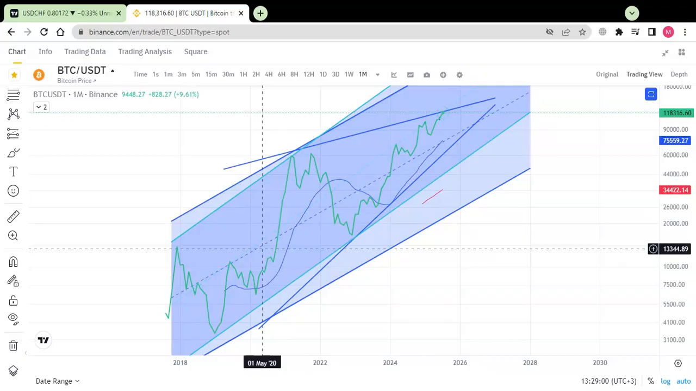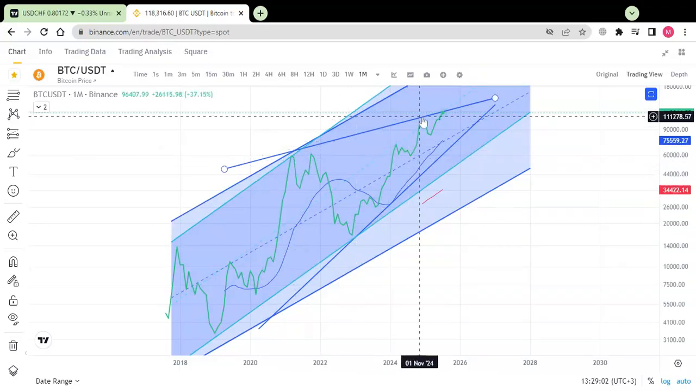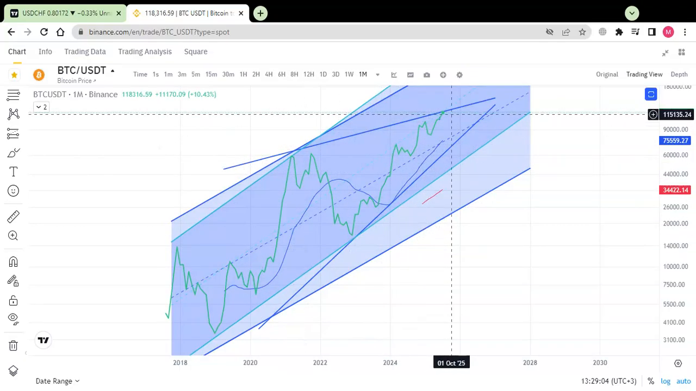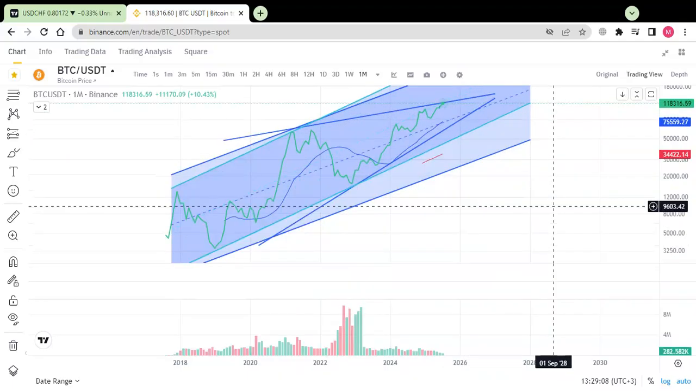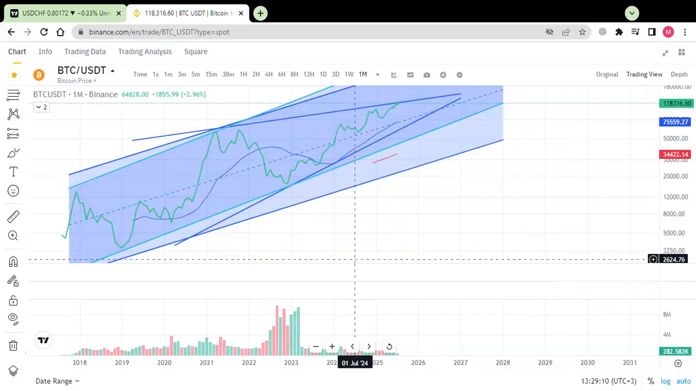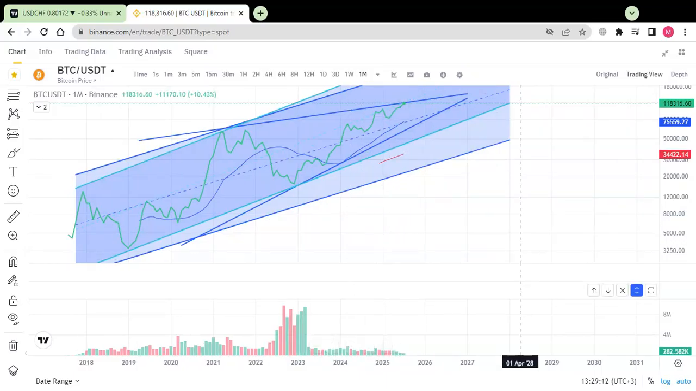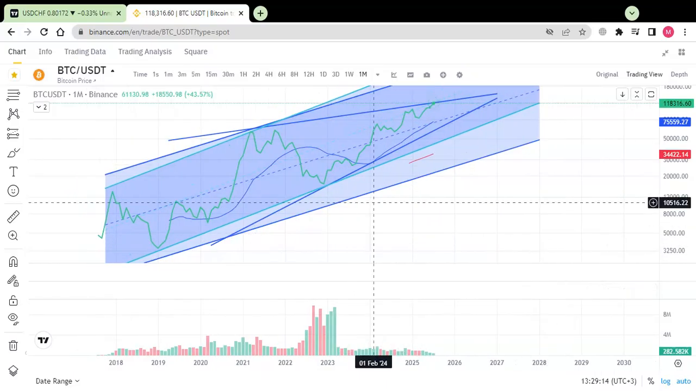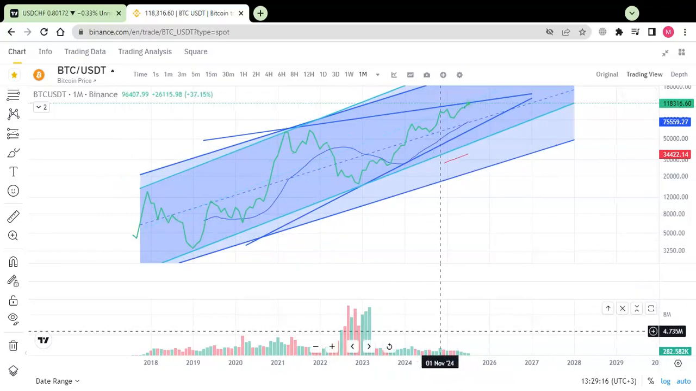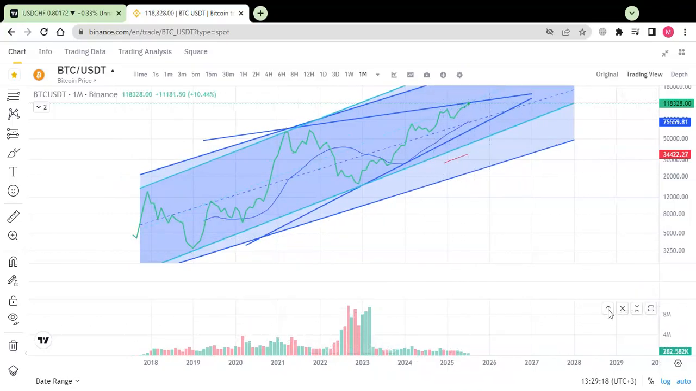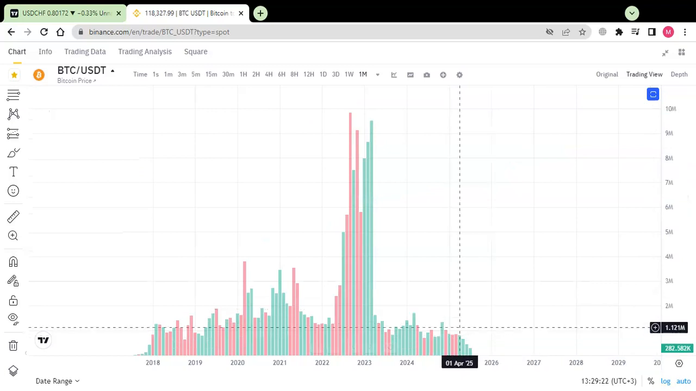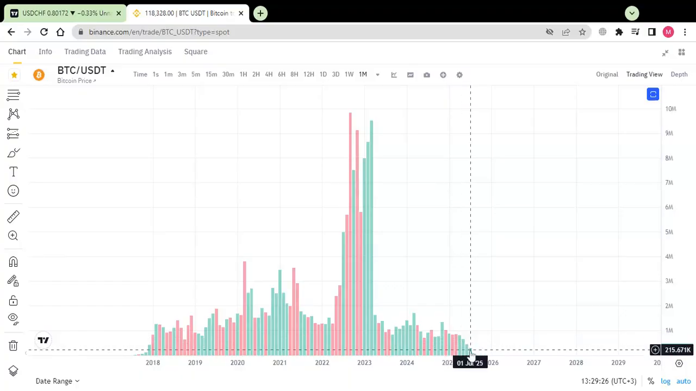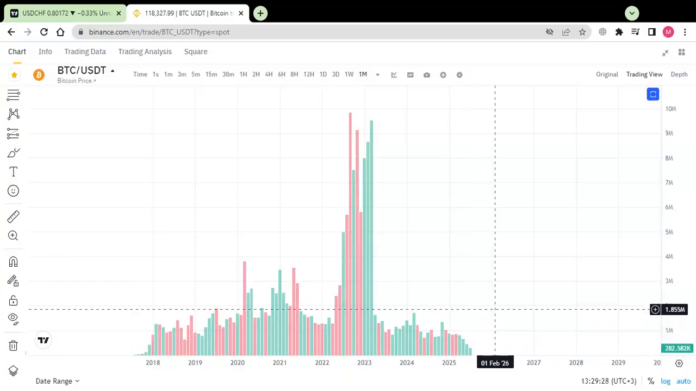On a smaller scale, you will find that the price has formed a rising wedge here, and it's very high. This is the monthly chart, by the way. If you noticed, the volume on the monthly chart is going lower and lower. Let me exaggerate this: on the monthly chart the price is going higher, yes, but the volume is going lower and lower and lower.